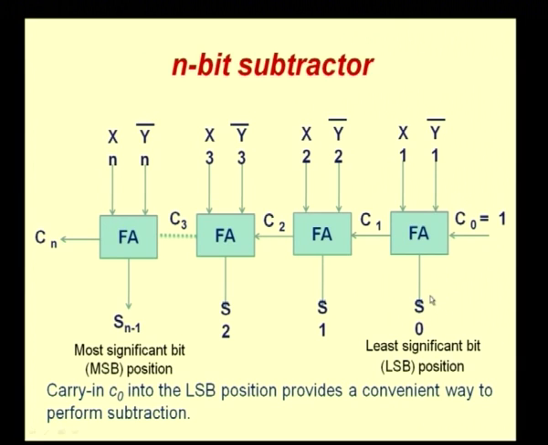Now, to convert this into a subtractor, all we need to remember is, if I want to do a minus b, I just need to take the 2's complement of b and add it to a. That means that a subtraction actually is converted into an addition. So, extending that idea here, let us look at this. I want to subtract y from x. So, what I need to do therefore is take the 2's complement of y and add it to x. Now, what is the 2's complement of a number? It is the 1's complement plus a 1.